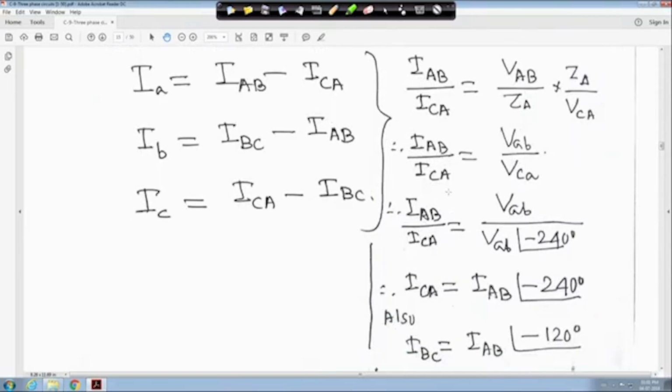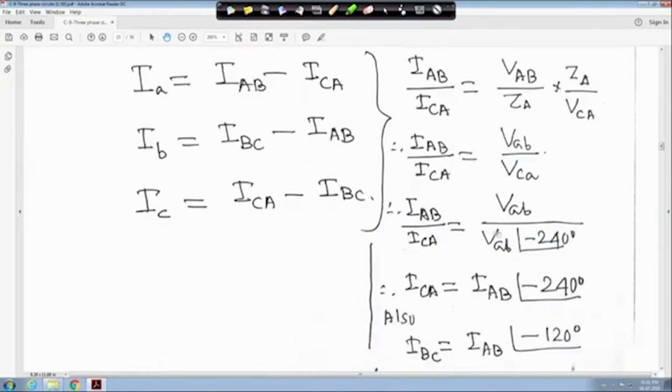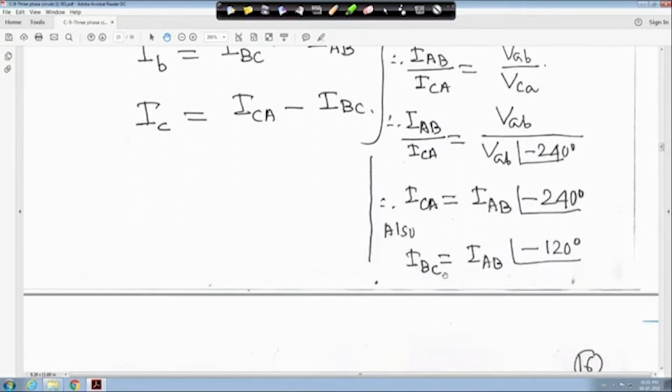So, IAB upon ICA is equal to VAB upon VCA, and VCA is equal to VAB angle minus 240 degree, you substitute. So, VAB will be cancelled, therefore, ICA will be equal to IAB angle minus 240 degree. That means also IBC similarly you will get IAB angle minus 120 degree. You please do it, take IAB upon IBC, you will get the same relationship with minus 120 degree. This is very simple, nothing is there, you just put that in and step by step you will get it, right. Therefore, you will get IBC also IAB angle minus 120 degree, it is balanced.